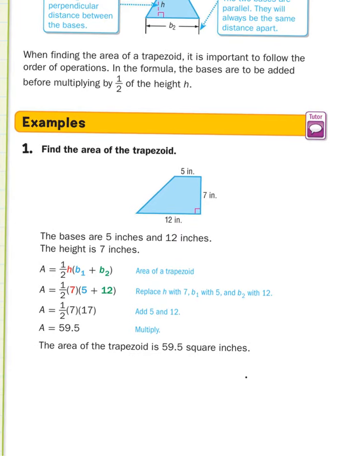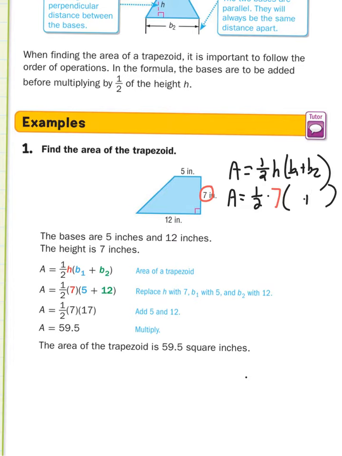So it says find the area of the trapezoid. Remember, area of a trapezoid formula is 1/2 times the height times base 1 plus base 2 in parentheses. Now to substitute, you got to remember where each of the numbers are. So its area is 1/2 times the height. Now the height here is 7 times base 1 plus base 2. And the bases are here and here because they're parallel. Times 5 plus 12. So that's what step 2 should look like.